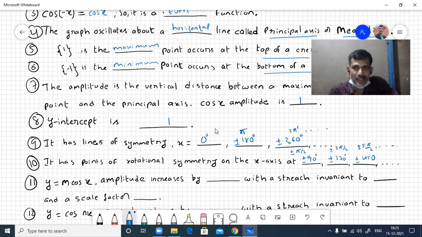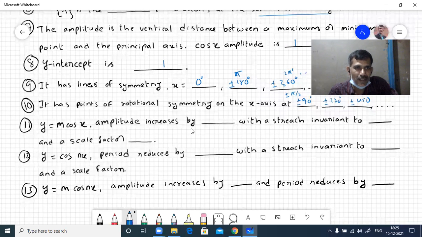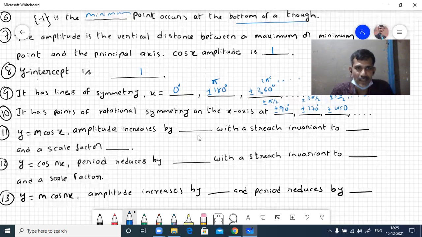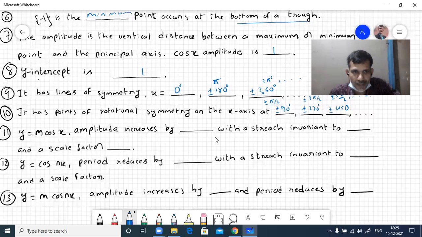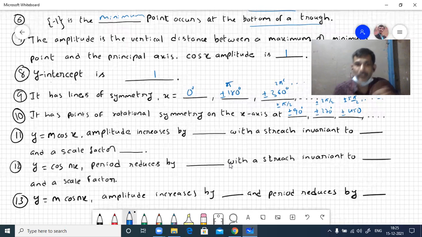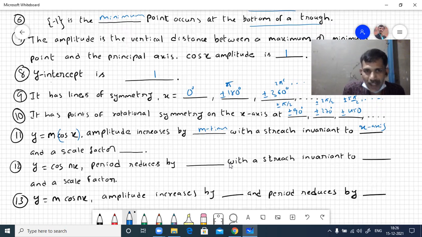Okay, now the challenging part will come. What is that? See, if you multiply cos x with some constant, what happens? Or if the angle is multiplied with some n, what will happen? We'll see. Like earlier, sin x is the same. If you multiply this cos x with some constant m, then the amplitude is going to increase by m times, with a stretch invariant to the x-axis, the x coordinate will not change, and a scale factor m.